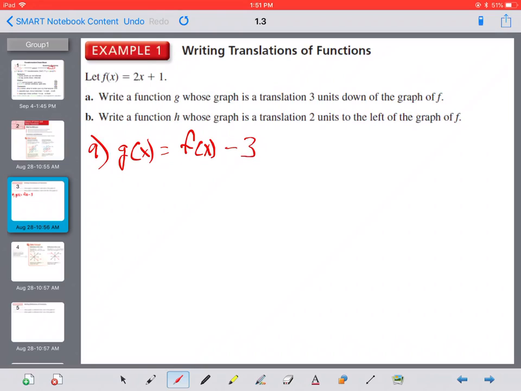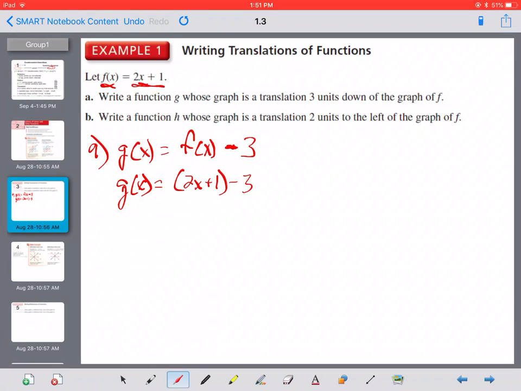because down is negative 3. And you might ask, well, why is it g of x and f of x in the same one? Well, because we're using f of x and we're going to move it down 3. And that's on the outside, as we just saw on the last slide. So then what I'm going to do is I'm going to replace f of x with what it's worth, 2x plus 1.